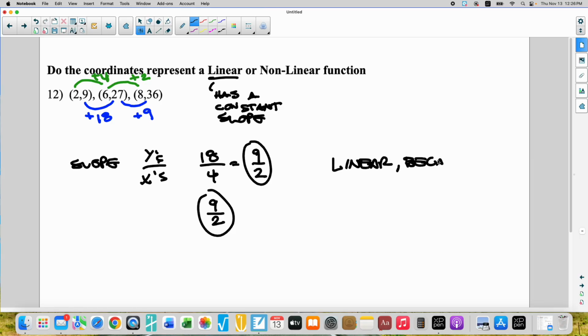Because it has a slope of 9/2. You have to tell me what the slope is. You can't just say it's linear or nonlinear. You have to tell me why. You have to give me a reason.